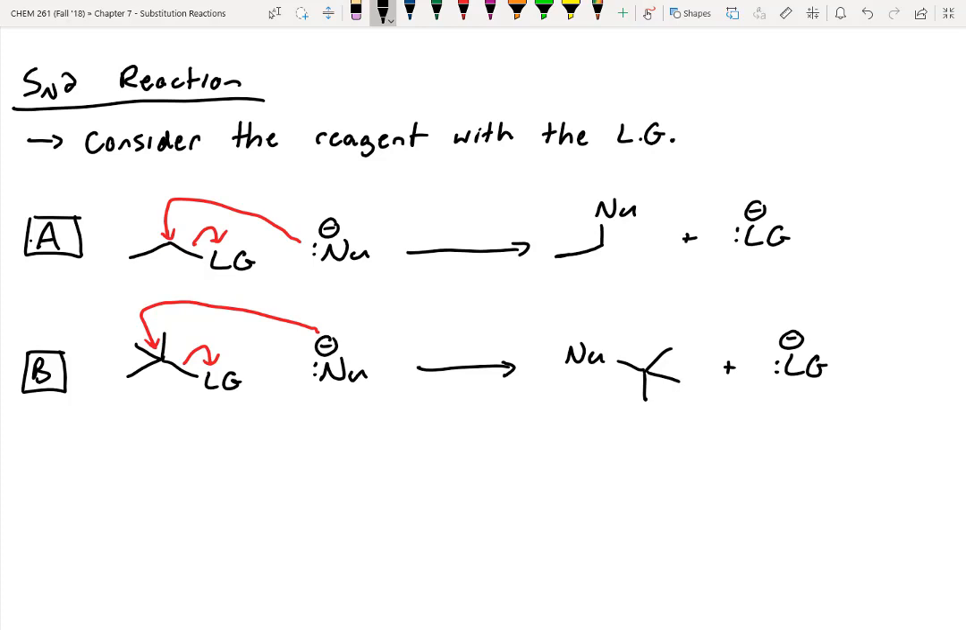All right, which reaction pathway do you think is more favorable here? Check with your neighbor and see if you agree. All right, who thinks reaction A is going to be favorable? Who thinks reaction B is going to be favorable? Again, some debate. I think debates are good.